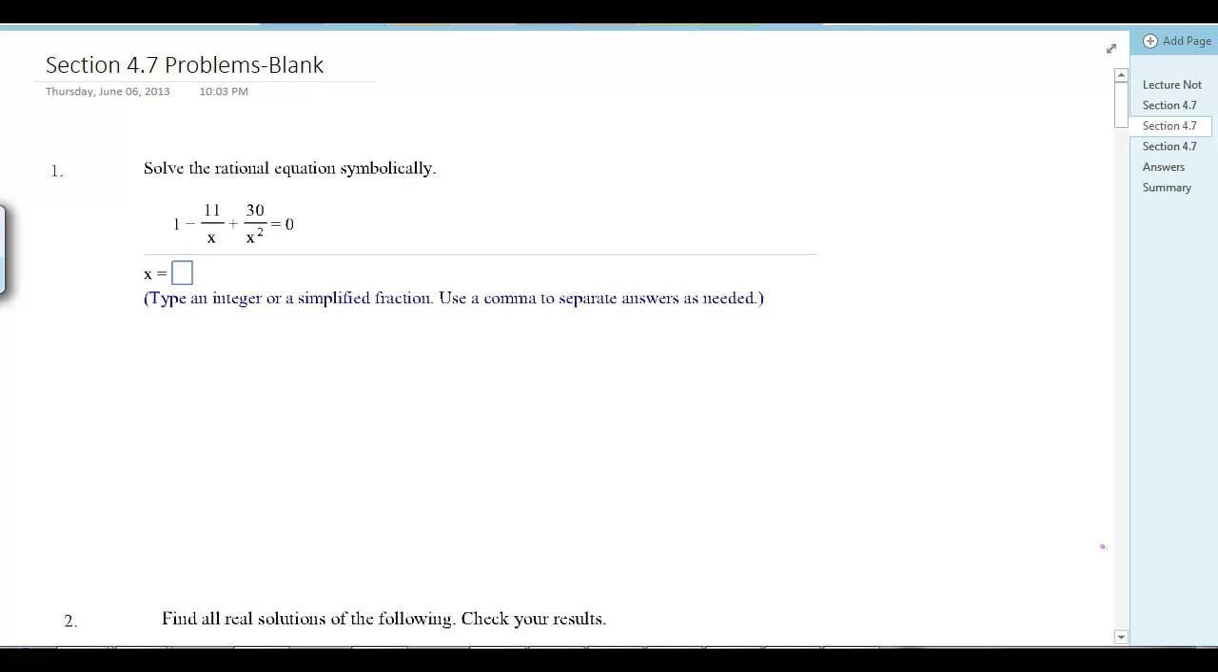All right, number 1, solve this symbolically. It's very much like the problem we did in the lecture notes, and we'll notice that we have an x and an x squared. Our LCD will be x squared. So let's write this down here: 1 minus, and I'm giving myself some room, plus 30 over x squared equals 0.